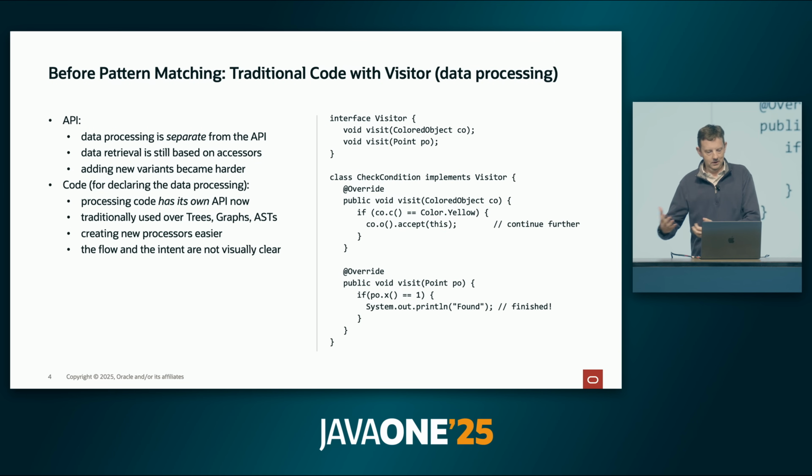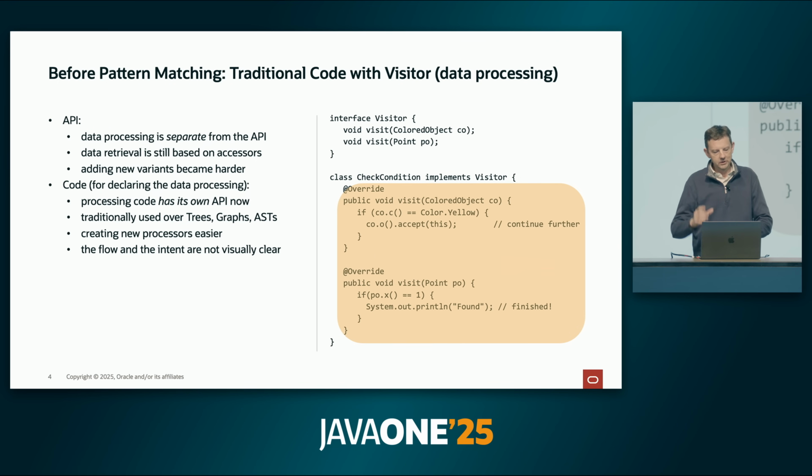There's more work to do on the user side because the user now needs to declare a class. Maybe it's an anonymous class, but there's a class somewhere that implements the visitor interface and that provides all the code for the query. So here, as you can see, there's no more casts. That's maybe helpful. But we've split off pieces of our query: we've implemented this visitor interface, right? So there's two methods, the colored object method and the point method.